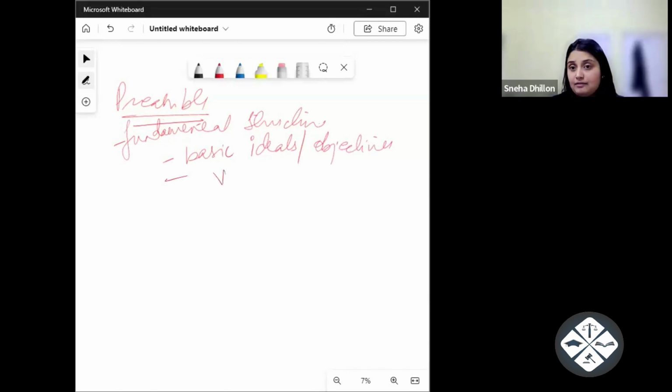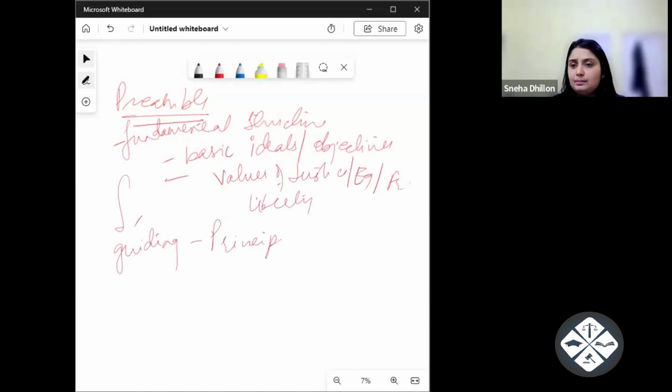What does it highlight? Values of justice, equality, fraternity, liberty. These things are provided. So in a way it is a guiding light, a guiding principle, for what? To interpret and implement the constitution.